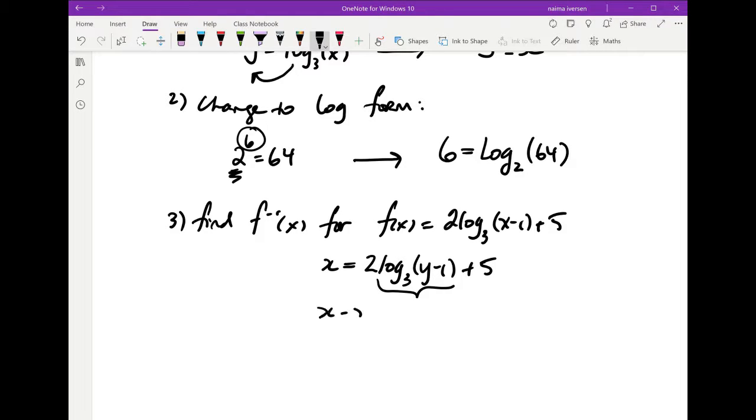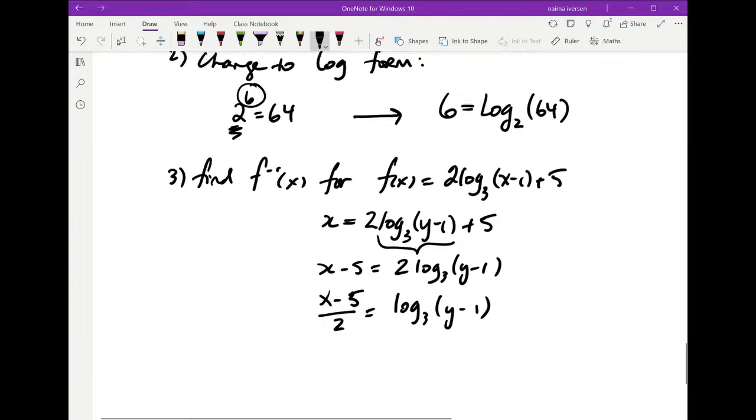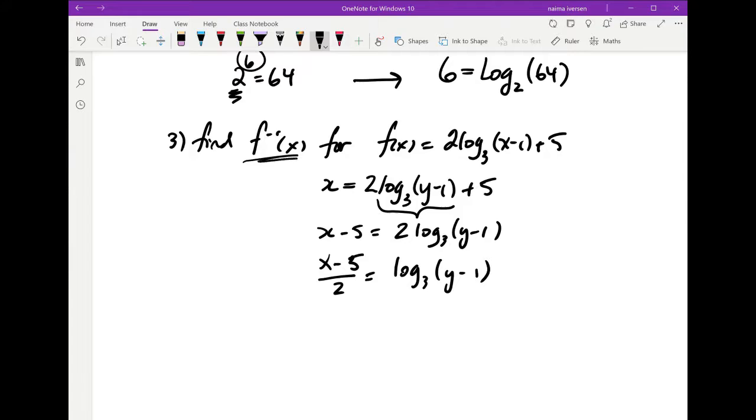So I'm going to subtract 5 from both sides. 2 log base 3 of y minus 1. I'm going to divide by 2, just like we did before in those questions. So we've got log base 3 of y minus 1. Now I'm stuck, but I know that my inverse of a log function is an exponent function. So that means that I'm going to have to put it into exponent form at this point.